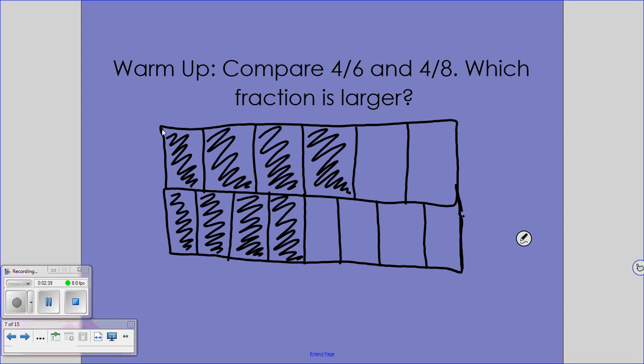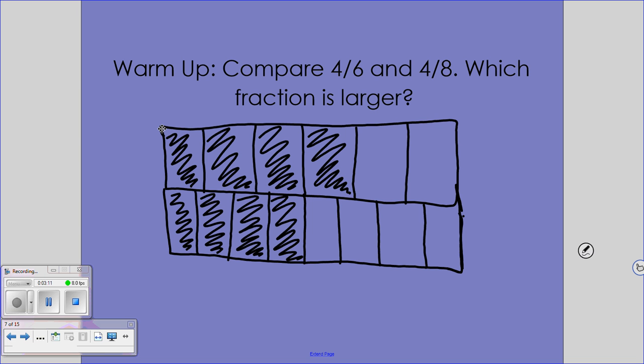Taylor? You know which one's bigger? It's because at the top there's only 2 left, 2 left that large. There's 4 left that large. So my top fraction, you're telling me, is closer to being one whole, whereas my bottom fraction has a little bit more to go? Yeah, that's how we know which fraction is bigger.